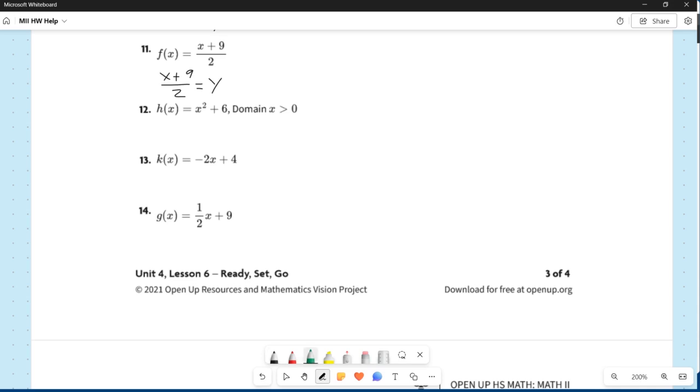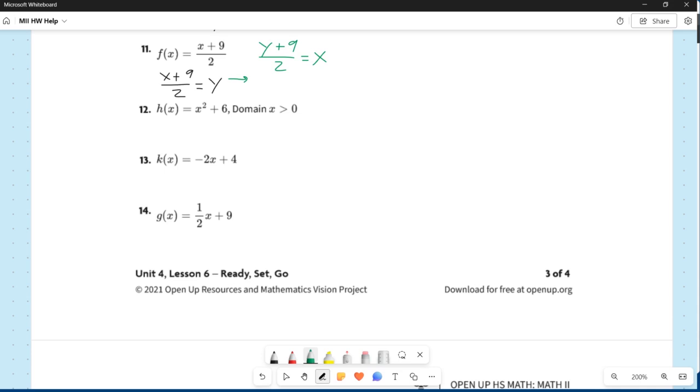In order to make this the inverse function, I want to swap my x and my y's. I'm basically creating a new equation. I'm not manipulating the old equation, I'm just coming up with a new one. And that new equation is the same as the old one, except I've swapped my x and my y. So my new equation becomes y plus 9 over 2 equals x.